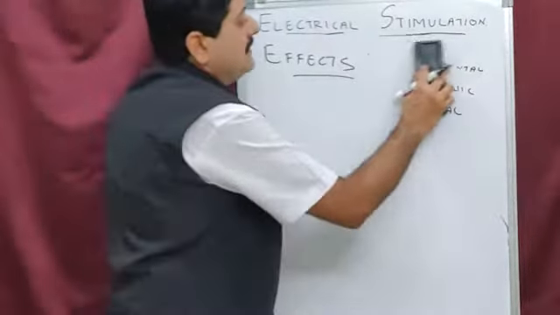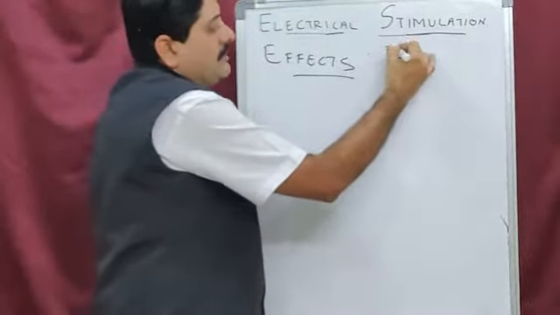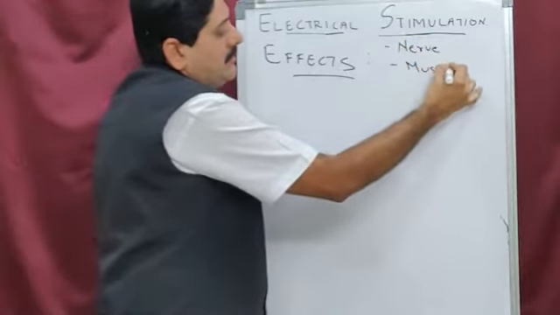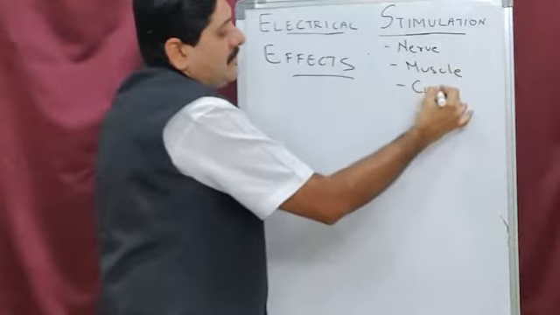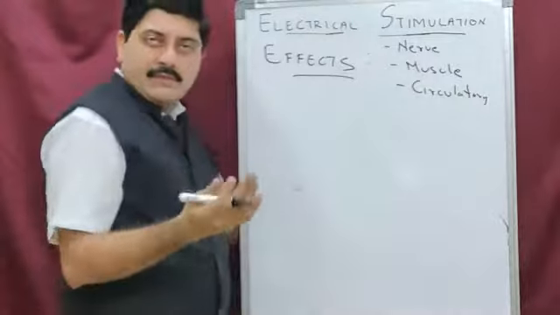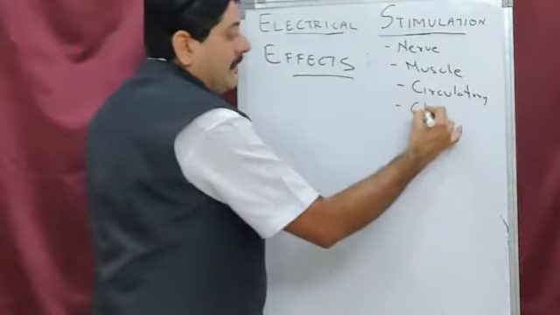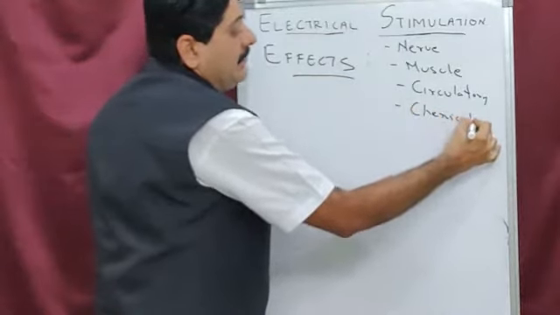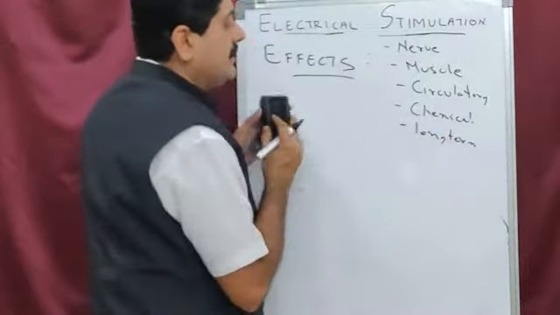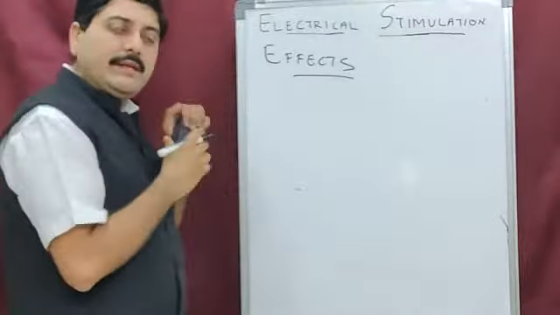There are other books which divide the effects on the basis of the nerve, the muscle, the circulatory system, and the chemical effects and the long term effects. Now we are not getting into all these things, and we will work it very simply.